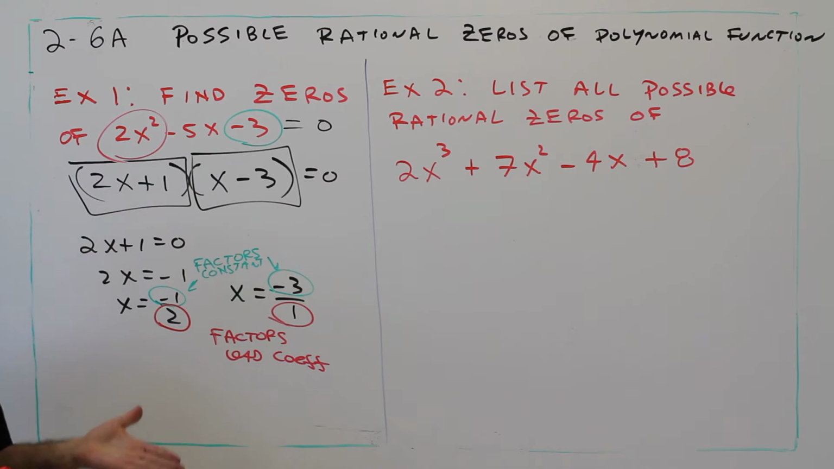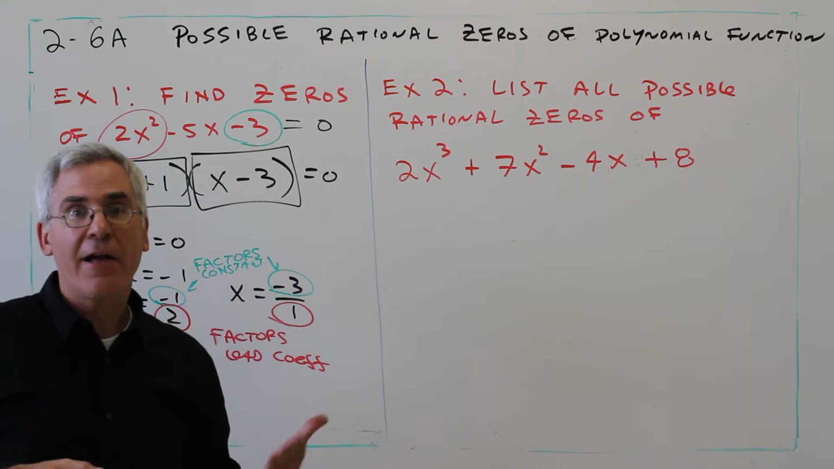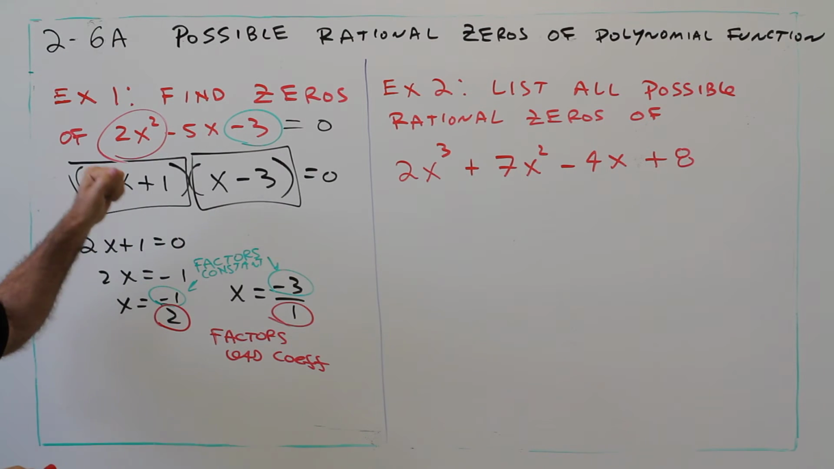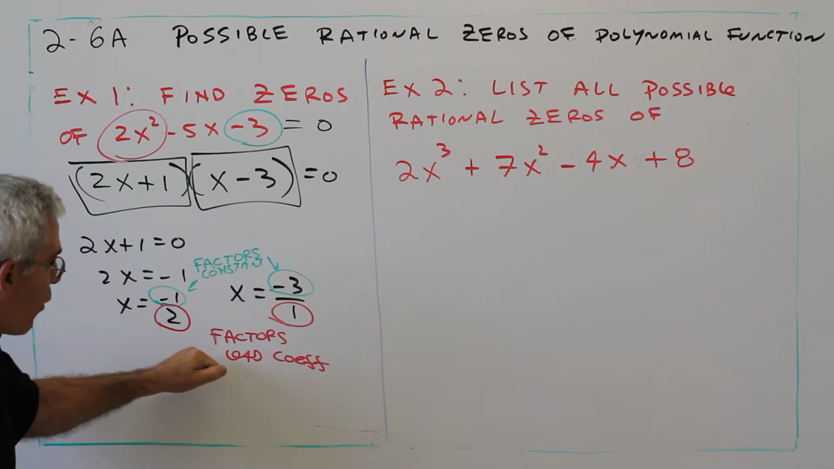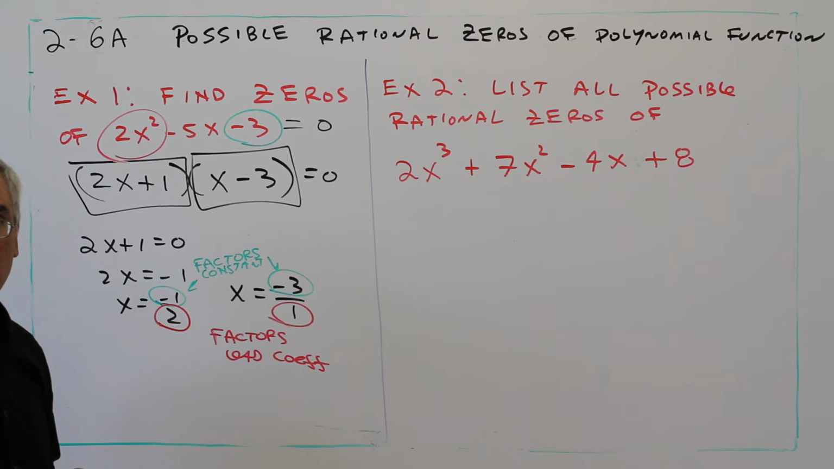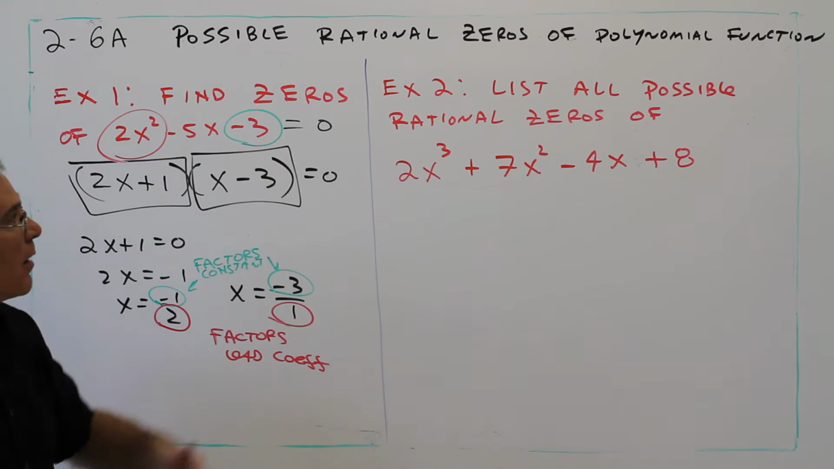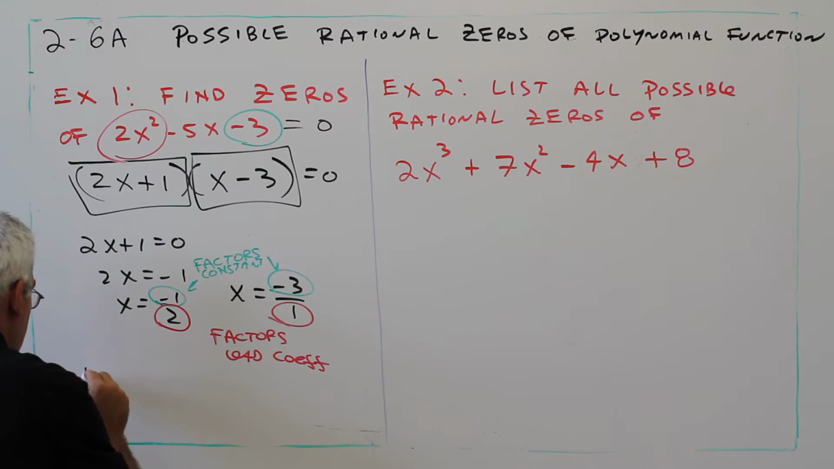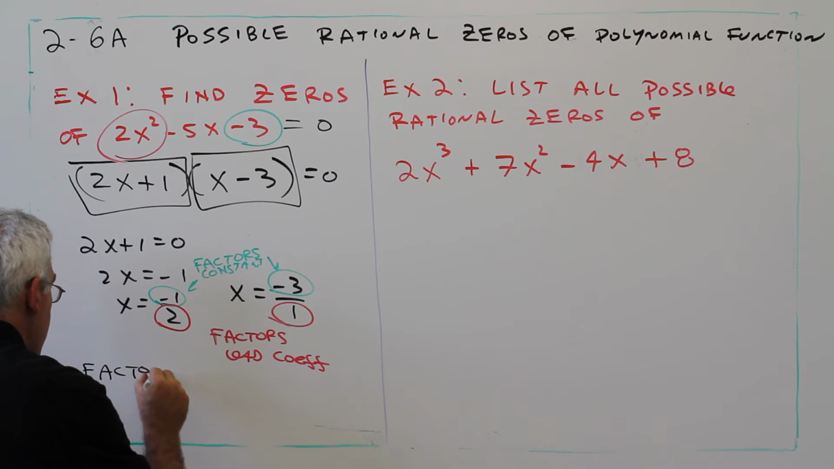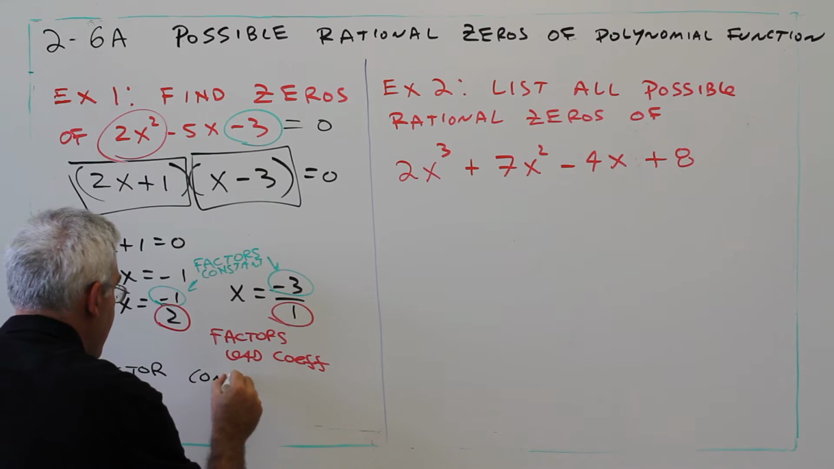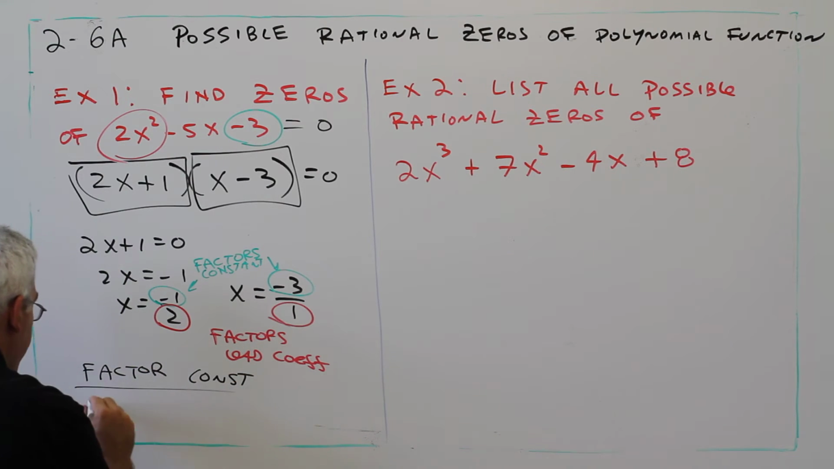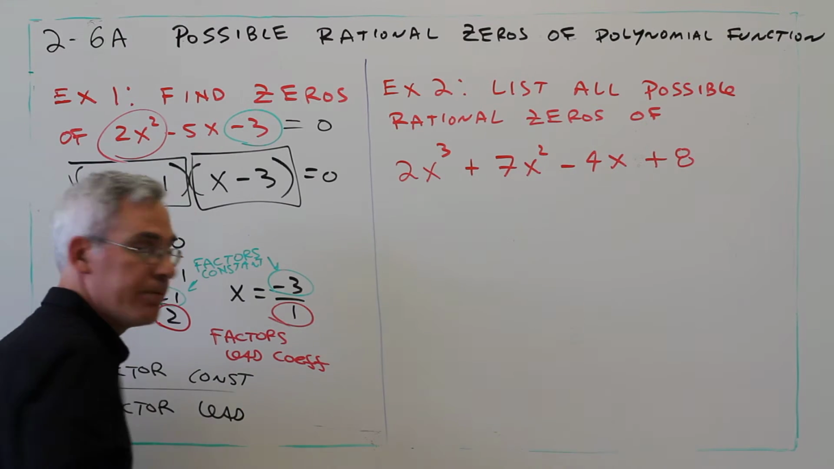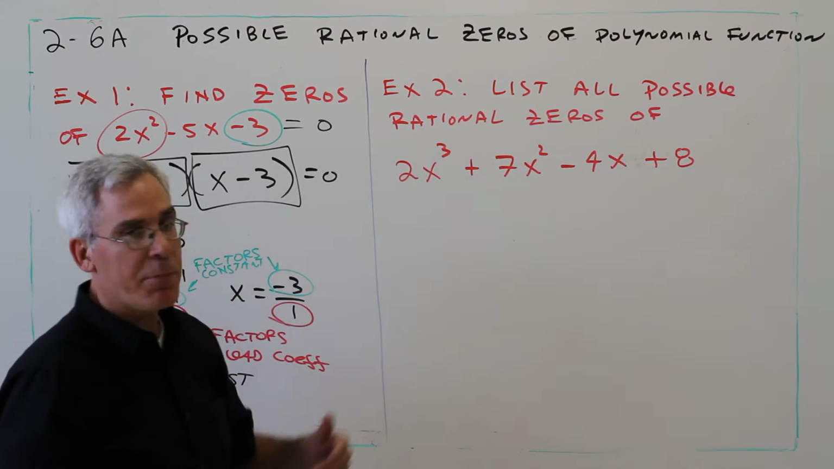So in general, if a polynomial has rational zeros, it's going to be of the form a factor of a constant over a factor of a lead coefficient. And that's how we'll attack this next example. Let me just make a note of that. Factor of constant over factor of lead. Okay, example 2.